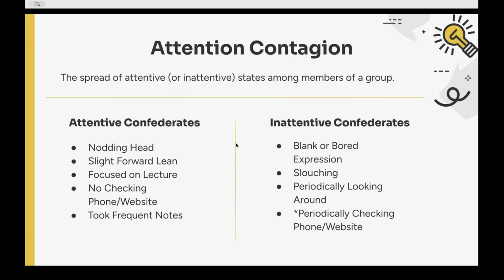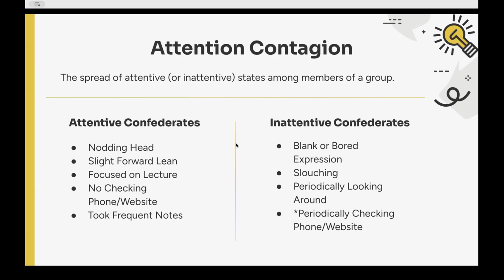And teachers, you know where this is going. People that were seated around the inattentive Confederates were more likely to not pay attention too. They were more likely to be inattentive. So the inattentive behaviors appeared to be contagious in all three of these studies. Unfortunately, and this is the way it goes, the attentive Confederates did not sway the attention of the people around them as much. So if you were next to an inattentive Confederate, that was more likely to impact you in a negative way than being around an attentive Confederate would be in making you more likely to pay attention.